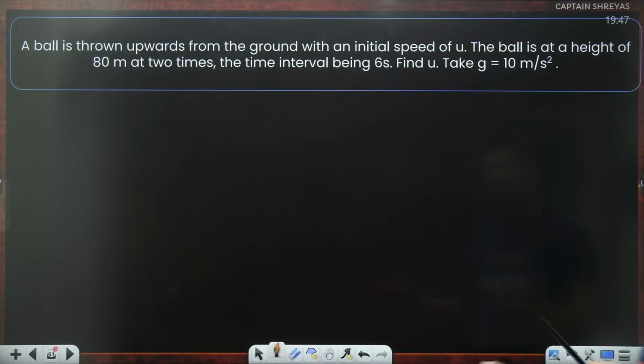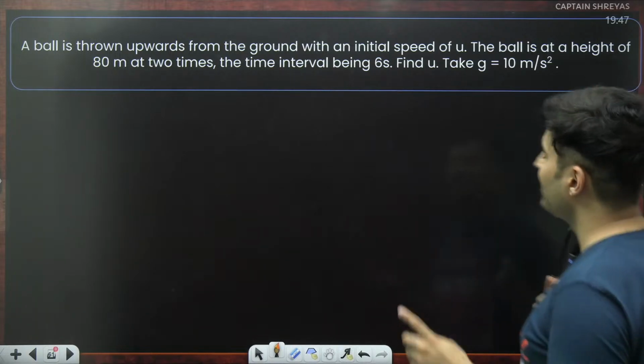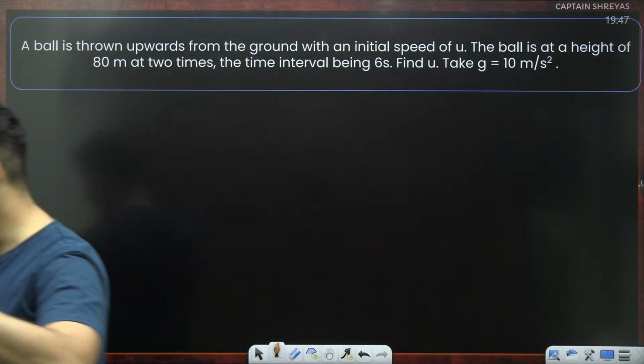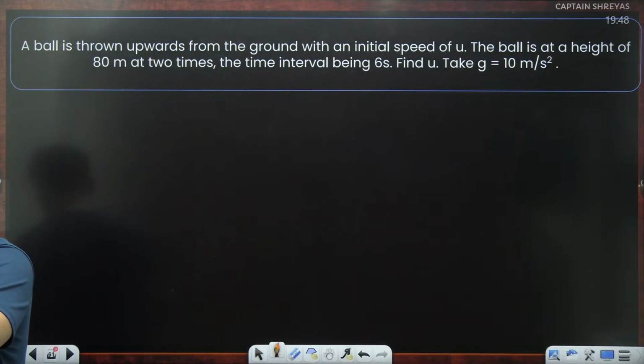A ball is thrown upwards from the ground with an initial speed of u. The ball is at a height of 80 meters at 2 times, the time interval being 6 seconds. Find u, take g as 10. Very nice question. Without drawing the question, we cannot solve this.